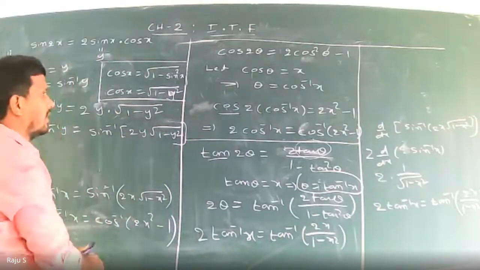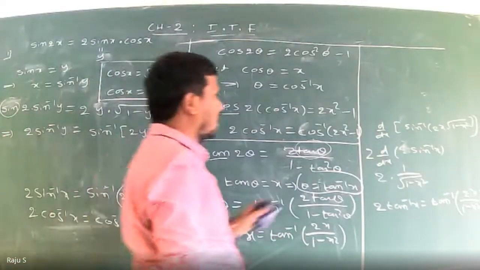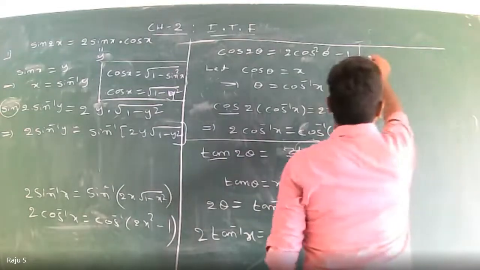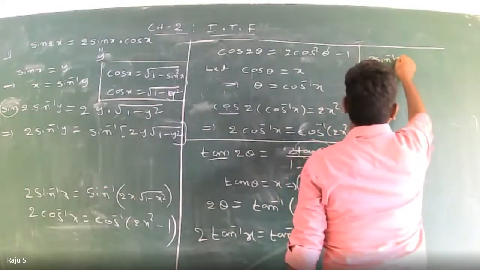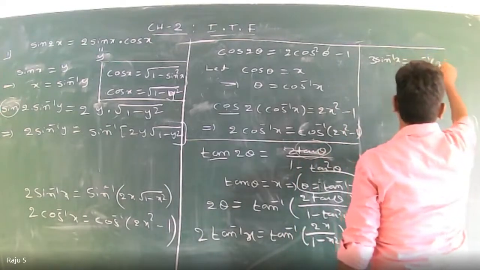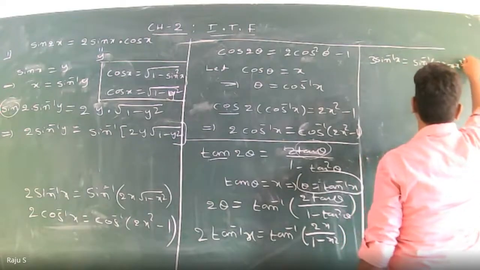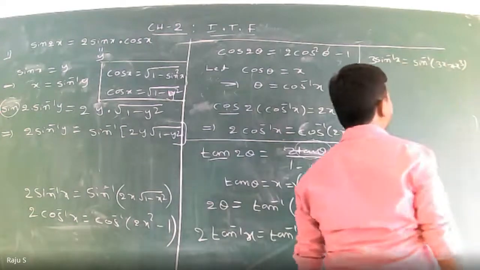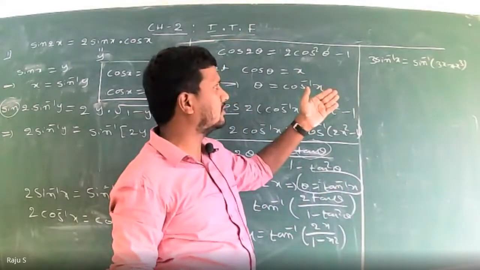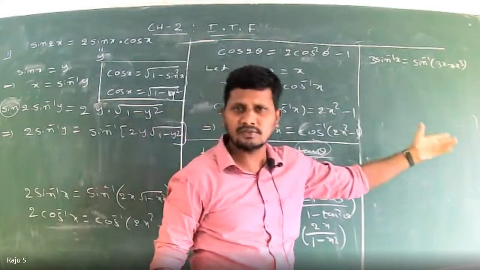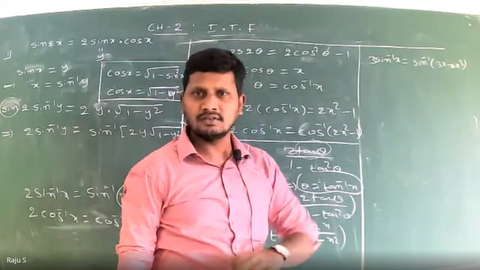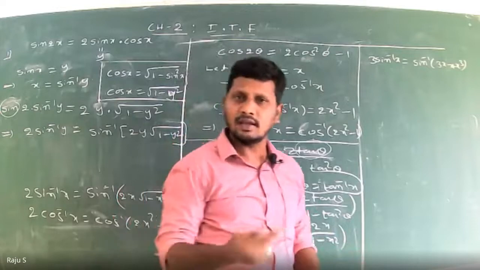Not only this, we can derive many other formulas also. What are the other formulas? Okay, for example, 3 sine inverse x is equal to sine inverse of 3x minus 4x cube. That formula is there. How can you derive it? How can you remember that? It is easy to remember always. You can again derive the formula.